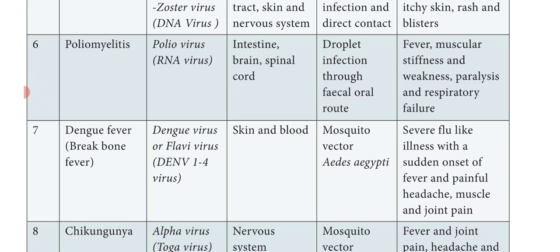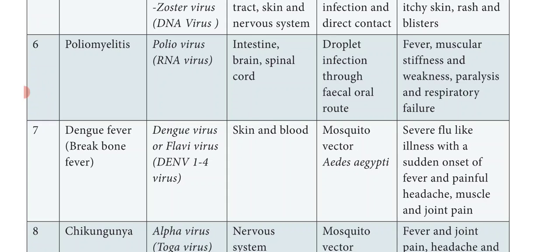Symptoms: fever, muscular stiffness and weakness. Paralysis means, for example, a particular side of the body will be non-functional. And respiratory failure. So these are the symptoms of the disease poliomyelitis.